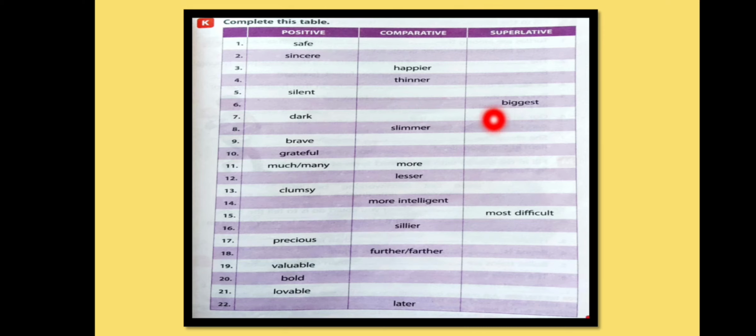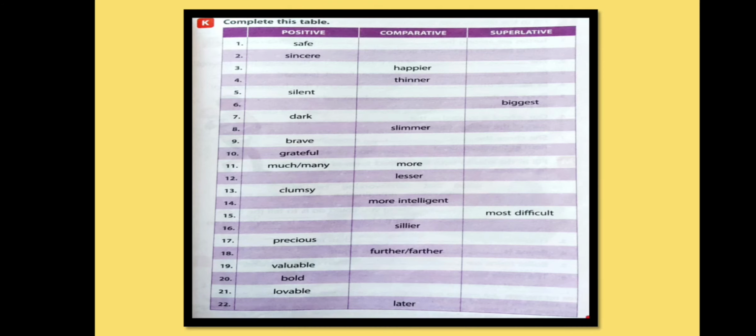Next is dark. It will be darker and darkest. That is very simple. The next is not given, slimmer is given. See, the spelling is double M. Again the consonant sound is doubled. So here in the superlative also you have to use slimmest. In positive it will be single M, slim.